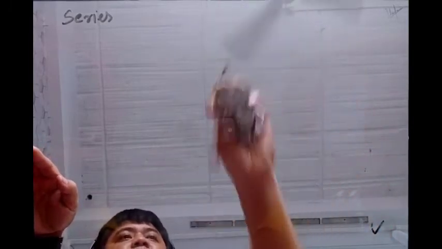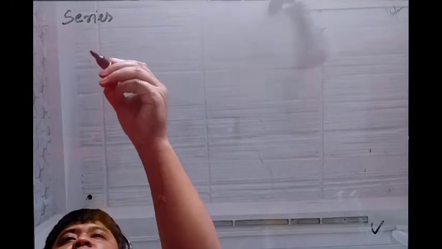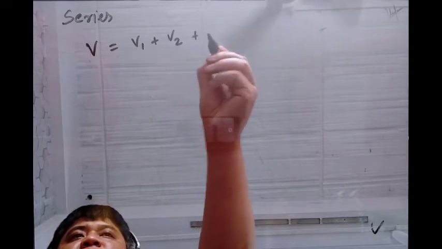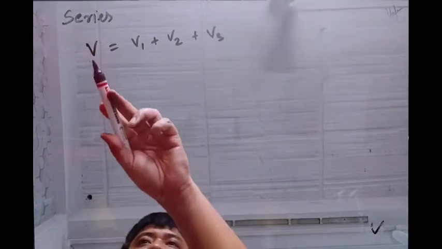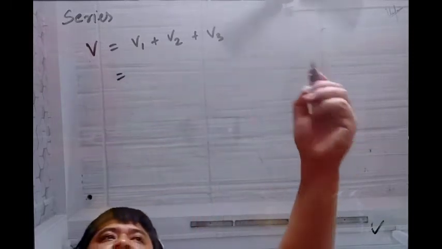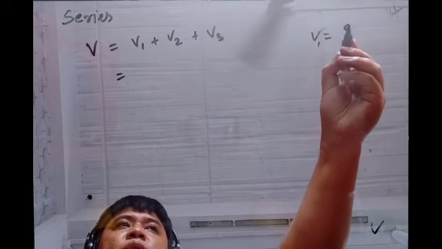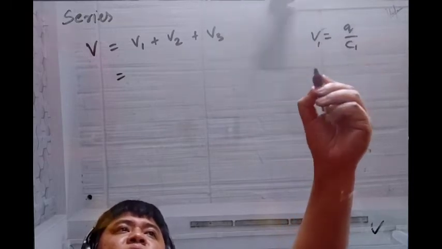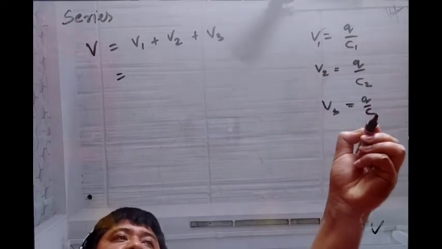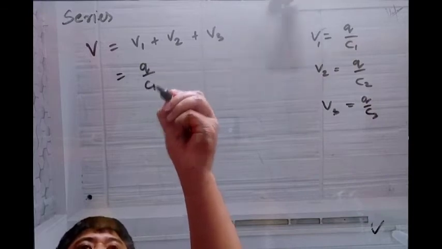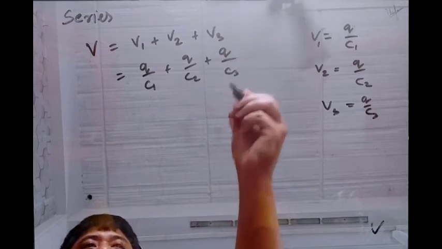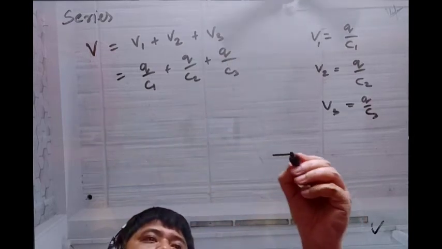Now, we have V equals V1 plus V2 plus V3. It is divided into three parts, and V1 is Q by C1, V2 is Q by C2, and V3 is Q by C3. We have Q by C1 plus Q by C2 plus Q by C3.